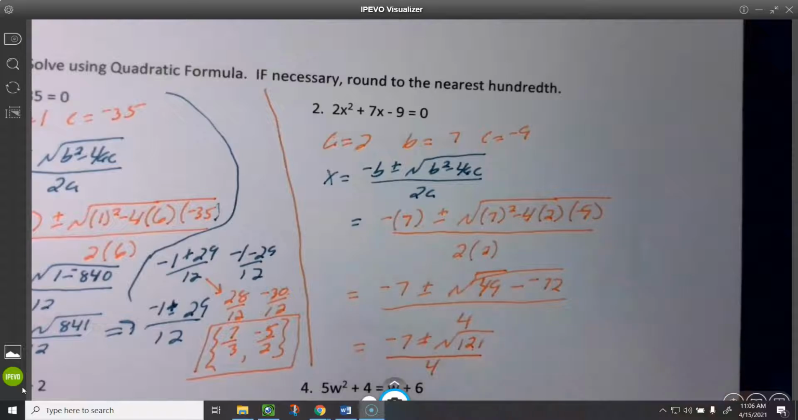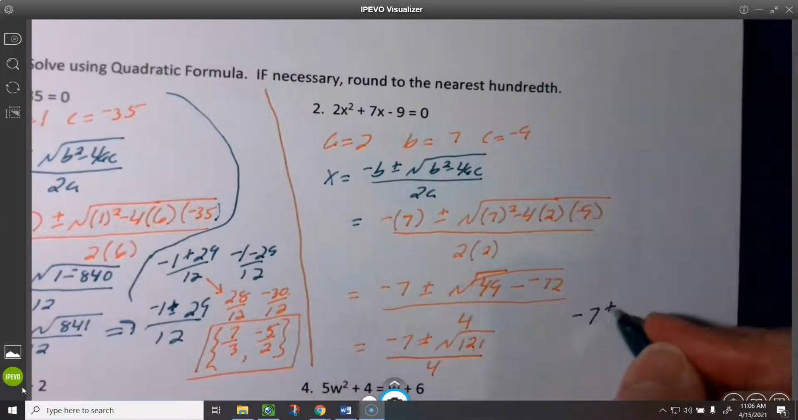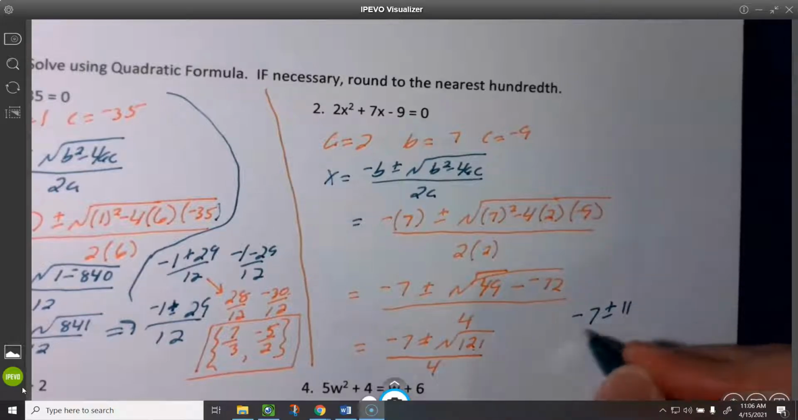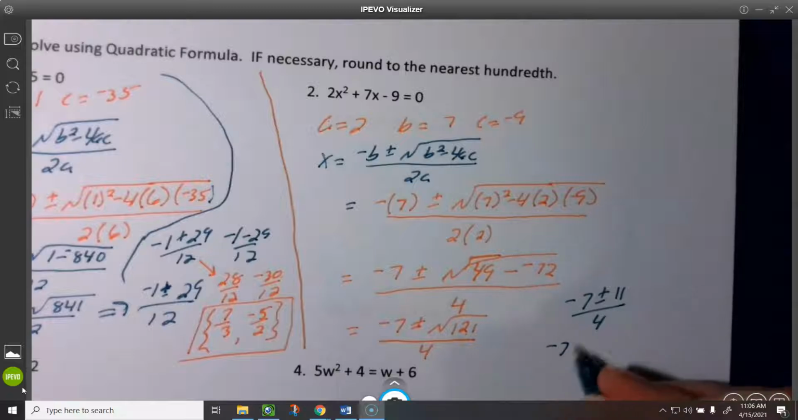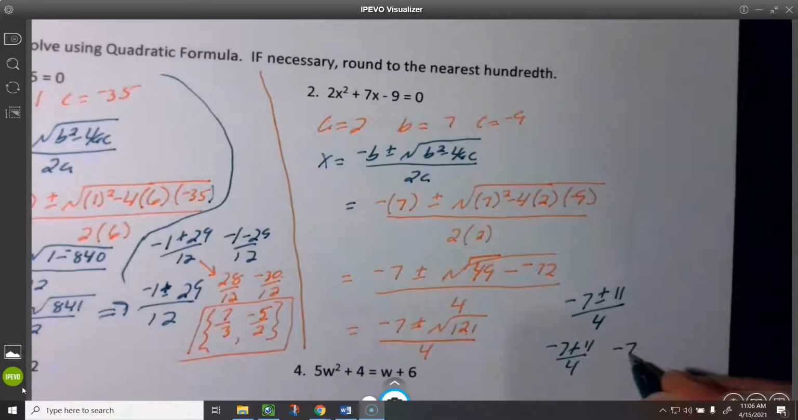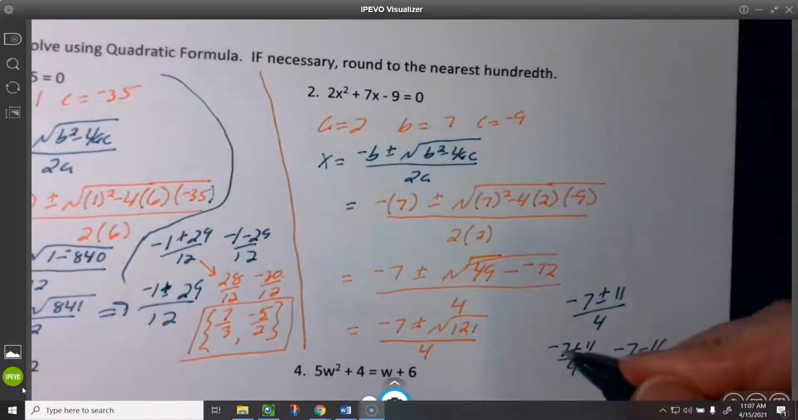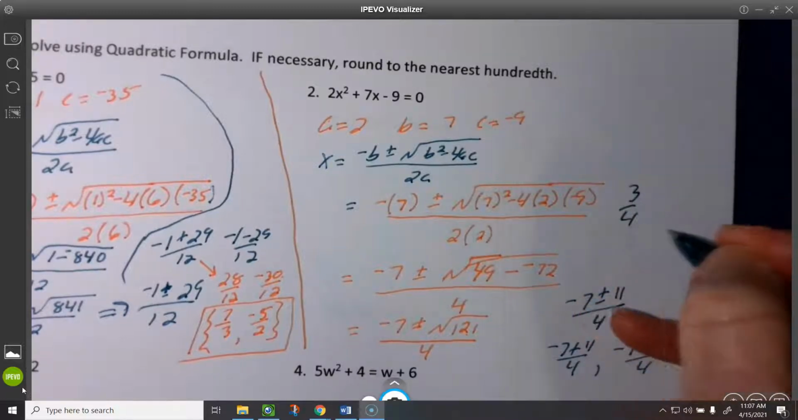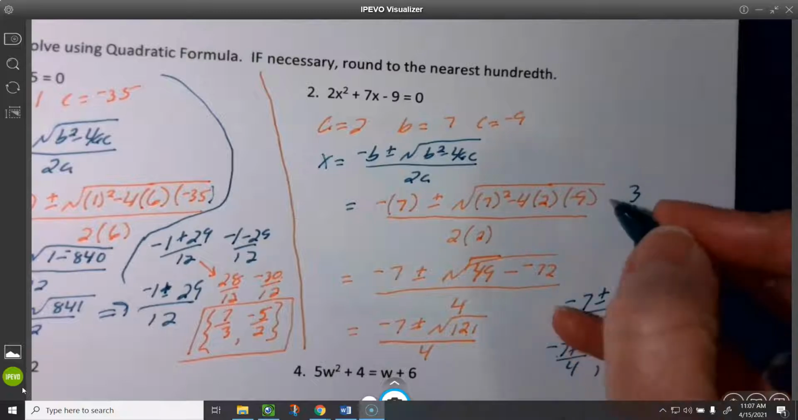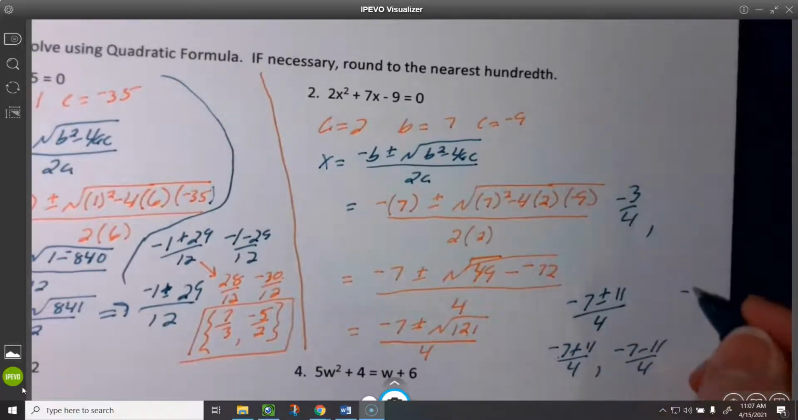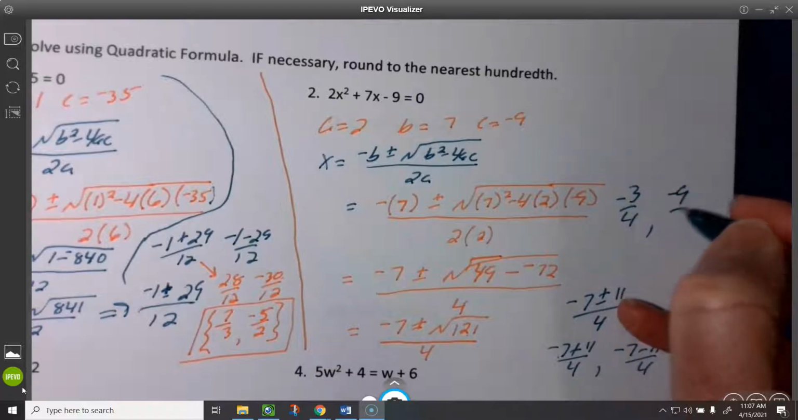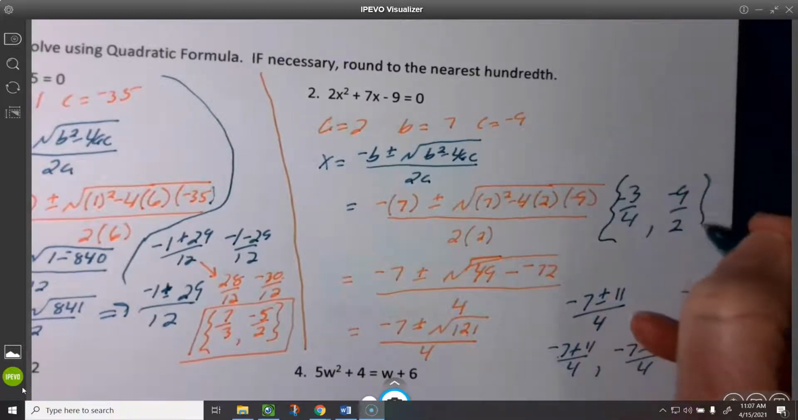Is 121 a perfect square? Yes, it is. So that gives us negative 7 plus or minus the square root of 121, which is 11, all over 4. If I don't have a radical, I'm going to break it apart. So this becomes negative 7 plus 11 over 4, negative 7 minus 11 over 4. Those are our two answers. So that gives me 3/4. And negative 18 over 4 gives me negative 9/2. So these are my two answers.